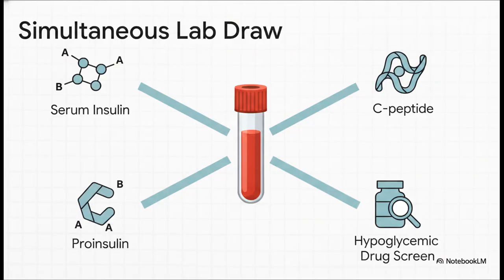Always confirm low values with a standard lab assay because capillary fingersticks are notoriously unreliable at the lower extremes. Now, if you're evaluating spontaneous hypoglycemia and it's actually safe to delay treatment for a moment, you need to do a simultaneous lab draw before any glucose is administered. This draw has to include serum insulin, C-peptide, proinsulin, and a hypoglycemic drug screen. That specific panel is exactly how you differentiate endogenous hyperinsulinemia, like an insulinoma, from someone taking exogenous insulin or secretagogues.